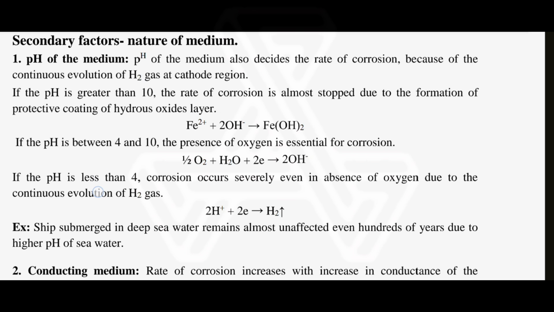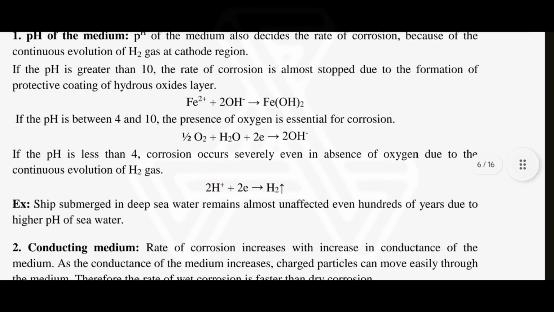Secondary factors: nature of medium, pH of the medium. The pH of the medium also decides the rate of corrosion because of the continuous evolution of H2 gas at the cathode region. If the pH is greater than 10, the rate of corrosion almost stops due to the formation of a protective coating of hydrous oxide layer. Hydrous oxide layer: Fe2+ + 2OH- gives Fe(OH)2.